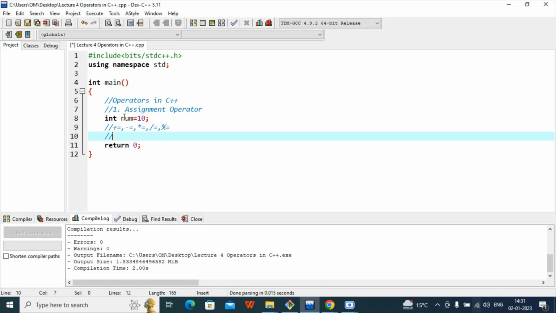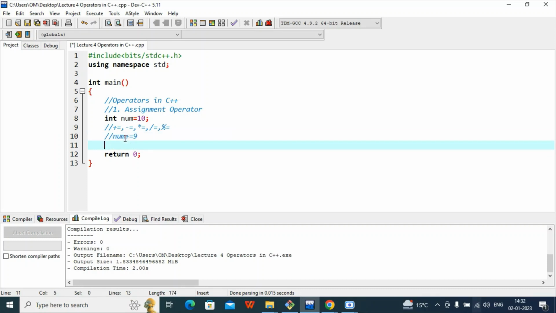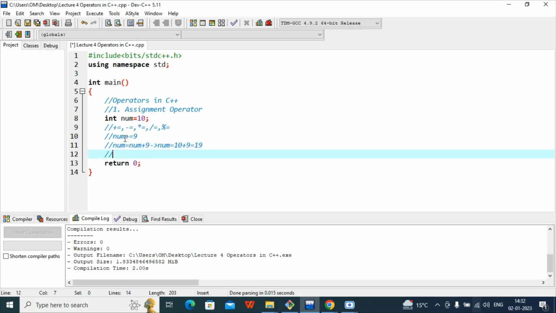Suppose I have taken a number is equal to 10, right? I'm taking num plus equals to 9. Based on the knowledge that you gained from that compound expression, can you tell what will be the answer of this expression? It will be num, I told you how to expand it. Num equal to num plus 9. It means num equals to 10 plus 9, that is 19. This is how you open this plus equals to operator.